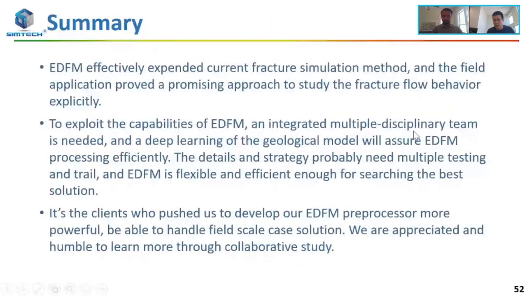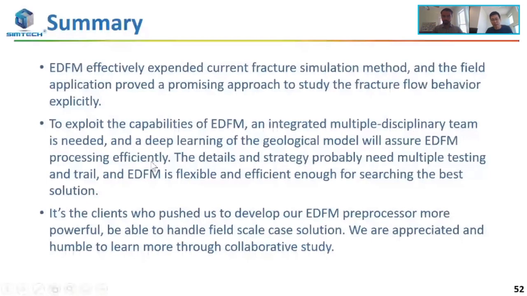So to summarize, as you can see, EDFM is a proven approach. It's very promising. With EDFM, the current fracture simulation method is expanded, and now engineers have more options. You can model fractures explicitly, you can look into the fractures, and you can make comparisons between DPDK and EDFM or other methods. Having more options is good, right?